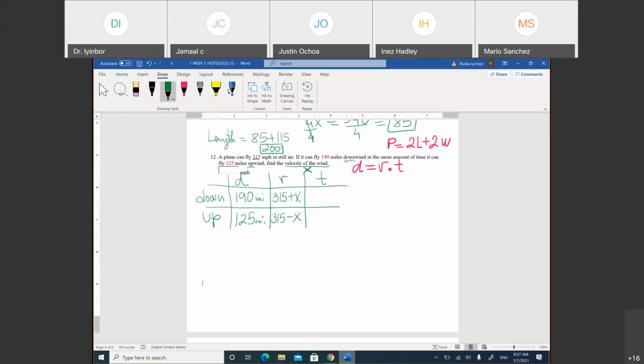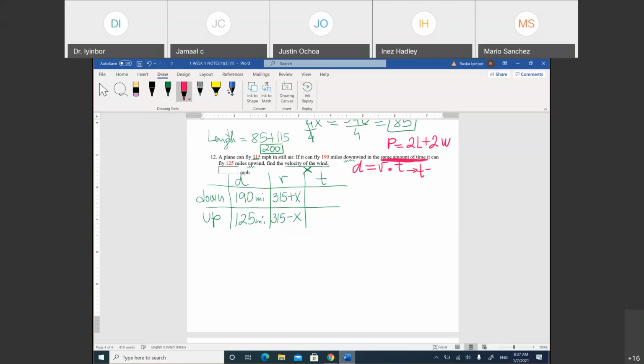Now the time, what they're talking about with the time. They said the plane is going for the same amount of time. So this is what you're going to use to set up your equation: the same amount of time. Okay? So I'm going to use my formula, and solve it for the time. How do you get time by itself?